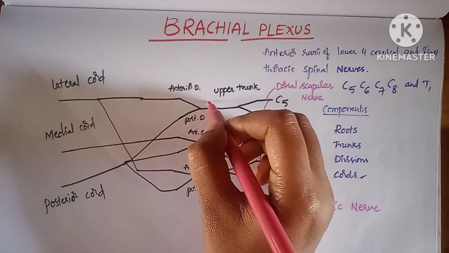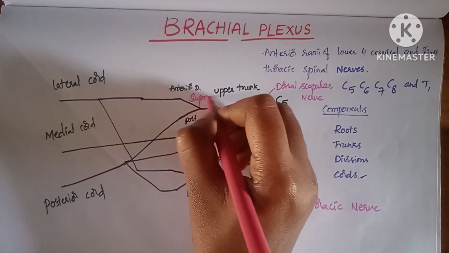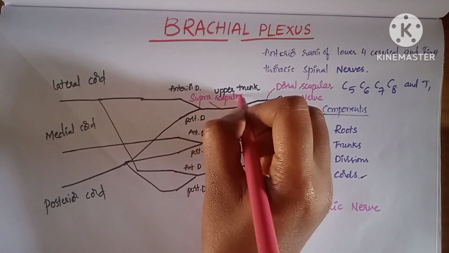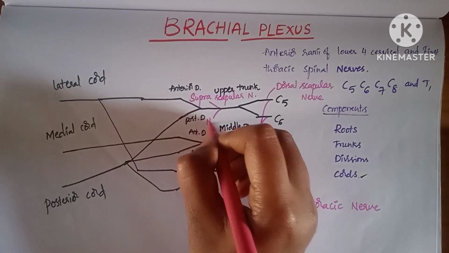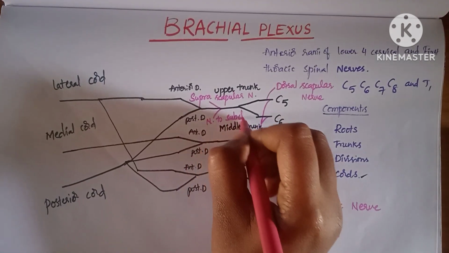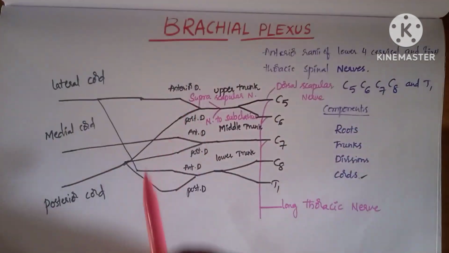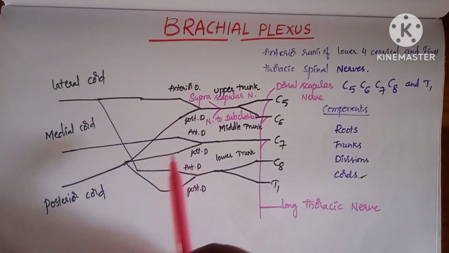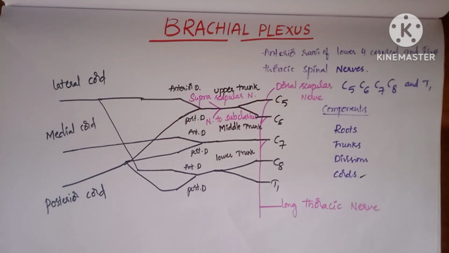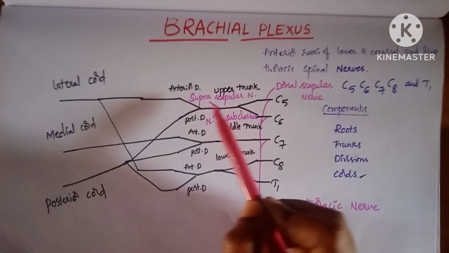The two nerves coming only from the upper trunk are the suprascapular nerve and nerve to subclavius. There are no nerves coming from the divisions. Nerves coming from lateral cord, medial cord and posterior cord we will discuss later.